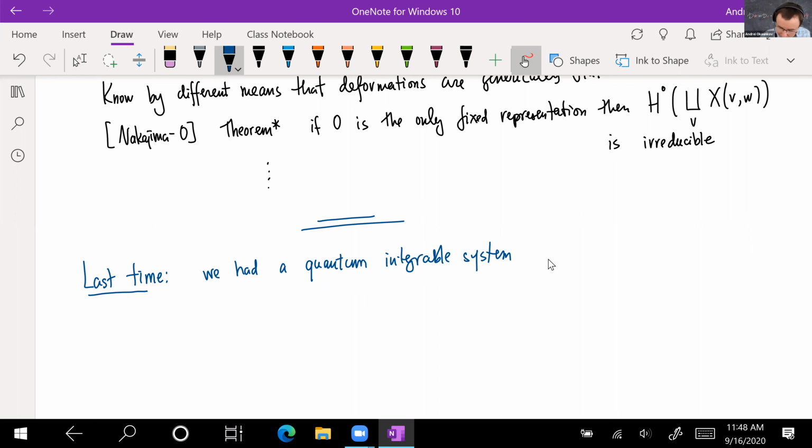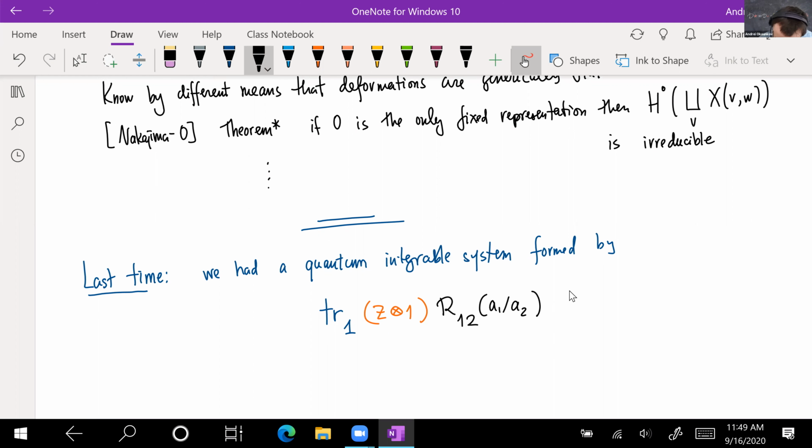Of the following kind: you take the trace formed by the operators over the first factor. You put in the first factor some operator z times r1, and we put r1,2 of whatever a1 over a2. You can take it like that. And this is an endomorphism. This is some fixed operator.